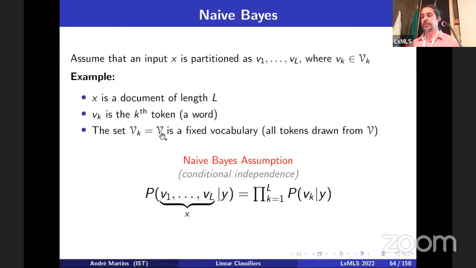Okay. So the naive Bayes assumption, the assumption that this model is going to make, is that all the words, all the v's, are conditionally independent from each other given the label. Which is different from them being independent. So only when they are conditioned on the label, they are independent. Okay, this is very important. This is the same thing as saying that the conditional probability of v1 to vL, which forms our document x, given y, equals the product of the individual probabilities of each vk given y.